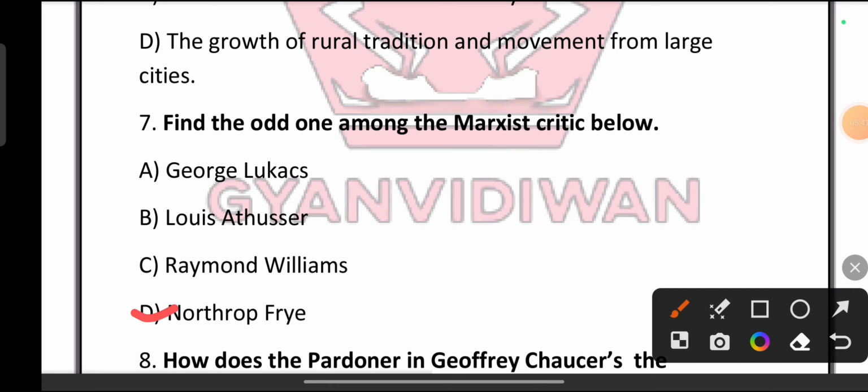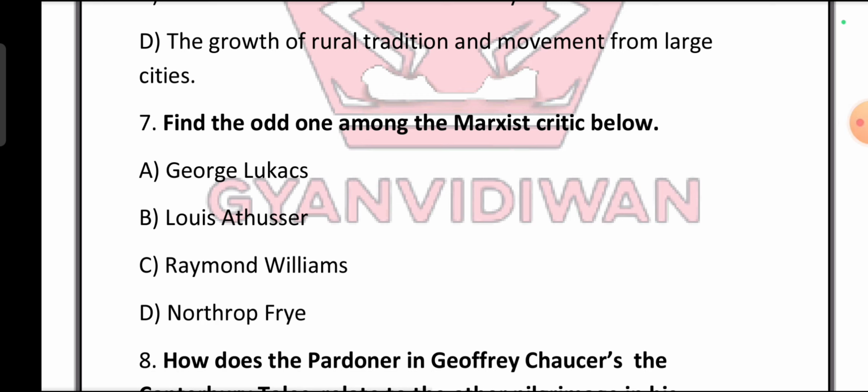Not Lukács, because George Lukács is the founder of Western Marxism, and his work you may remember is Soul and Form, and another very important work is The Young Hegel.